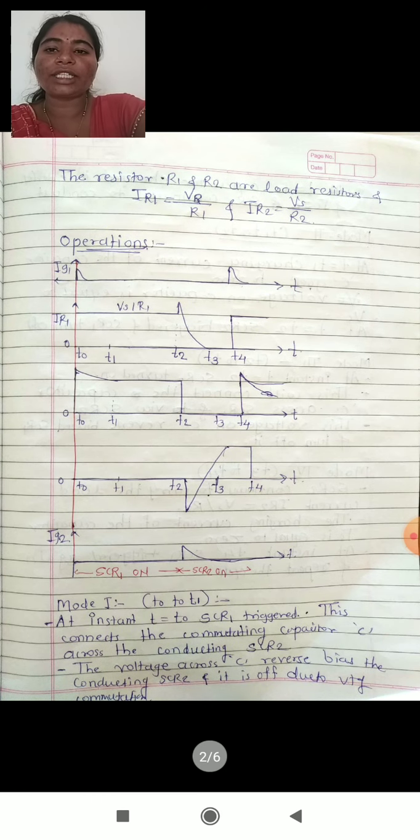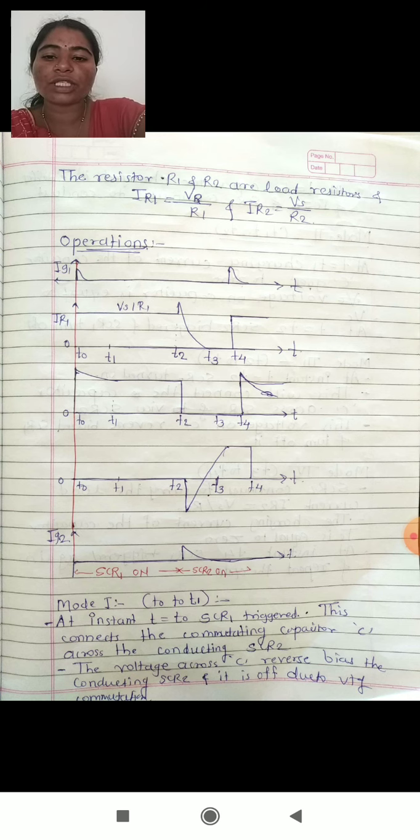Now see its operation with the help of waveforms. Before that, we need the current flowing through resistor R1 and resistor R2. Current flowing through R1 is Vs upon R1, where Vs is the supply voltage and R1 is the resistance. Current flowing through R2, that is IR2, is given by the supply voltage divided by R2. To learn the operation, the gate current, resistance and voltage waveforms across SCR1 and SCR2 are given there.